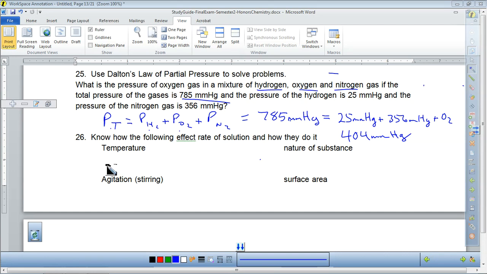Yeah. Nature of the substance. That one's real easy. Very simply, some things just react faster than other things. Agitation. The more you stir it, the faster, because you're letting the solute and solvent contact each other more often. Surface area. The more surface you expose, the faster the solution happens. So in that case, real simply, smaller pieces have more surface area. Okay.